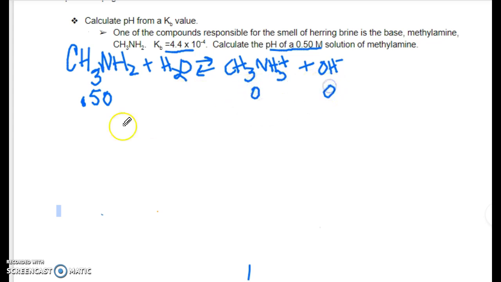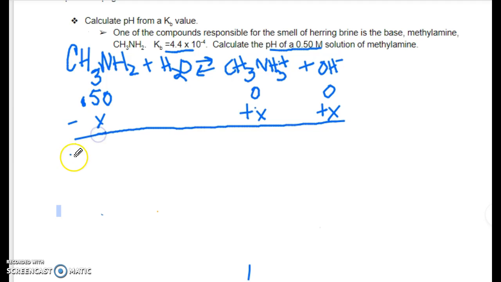Concentrations of our products are going to be 0. After equilibrium, we're going to lose some reactant and gain some product, and the amount of that is going to be determined by that K value. So you have 0.50 minus X, and both of these are going to be X.